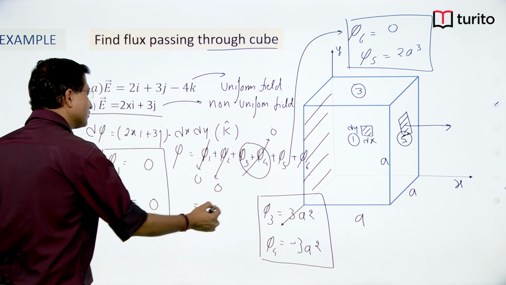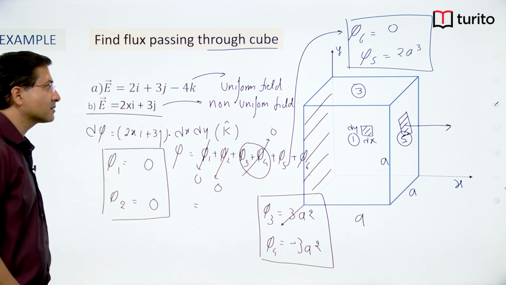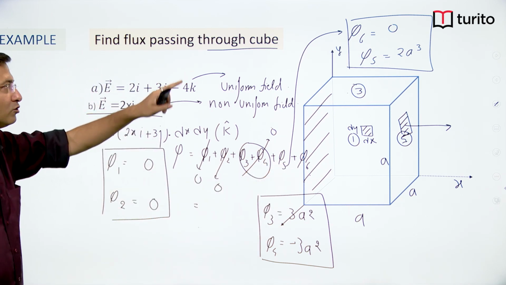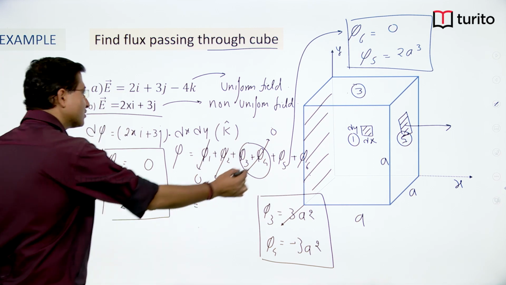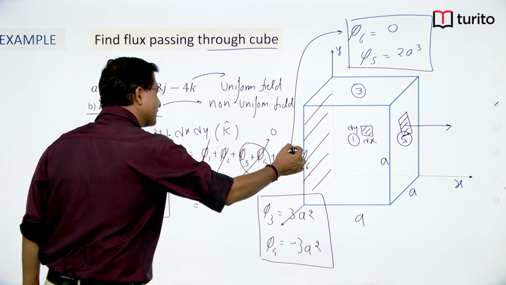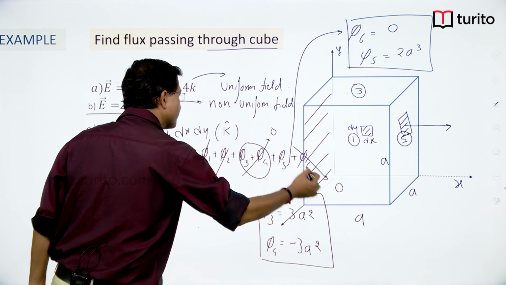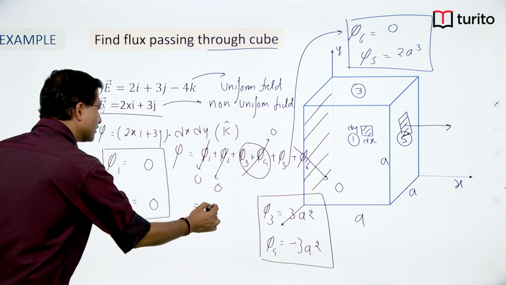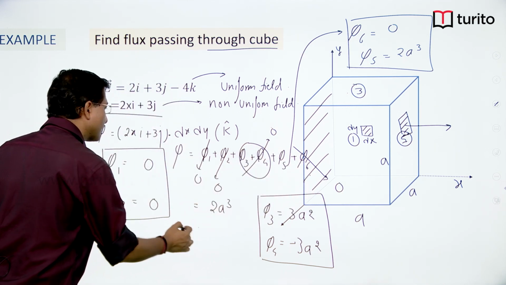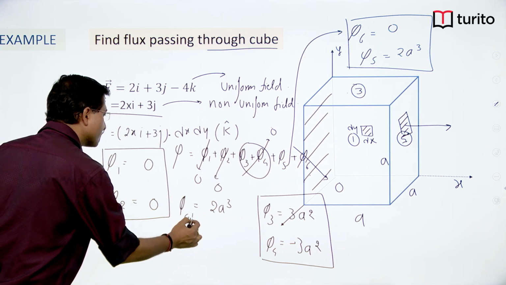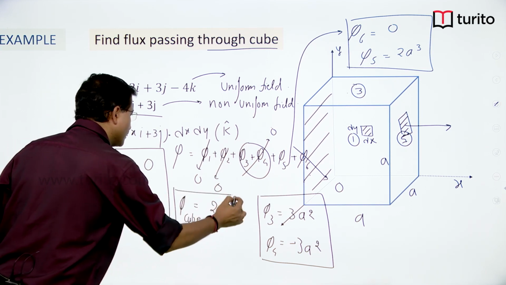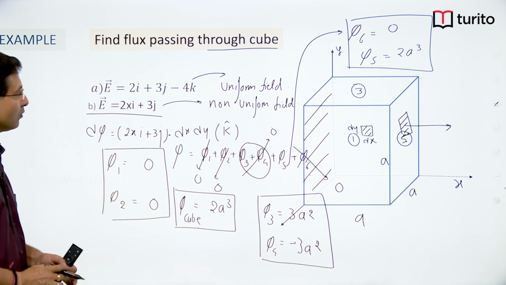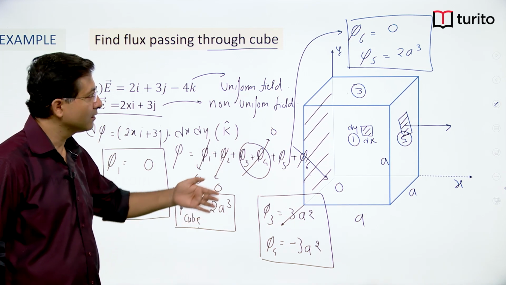So, that means I need to just substitute the value of phi 5 and phi 6. Phi 5 is 2a cube and phi 6 is 0. So, this phi 6 is coming 0, this is coming 0 and this value is 2a cube. So, the flux associated with cube is 2a cube. I hope procedure is clear.